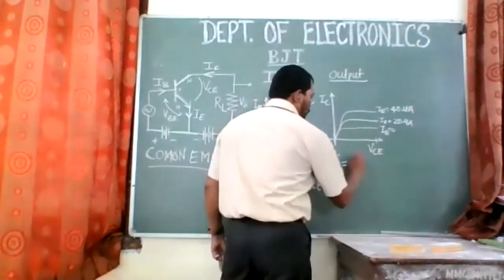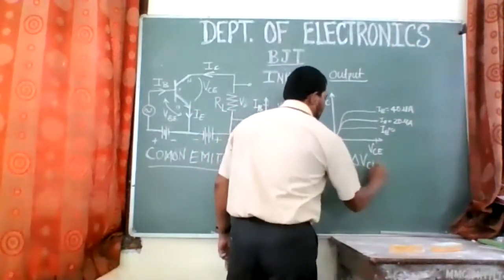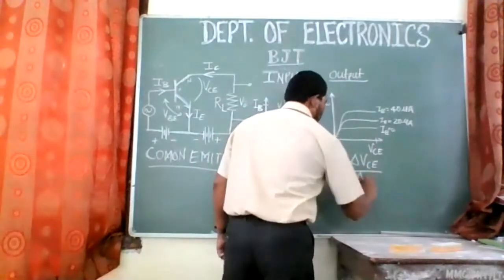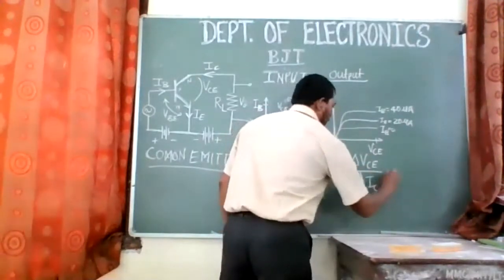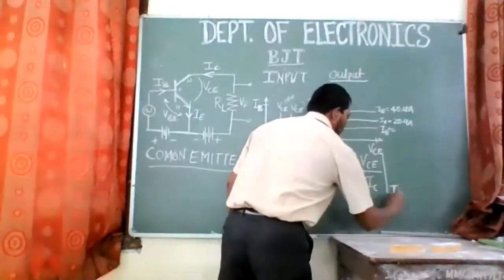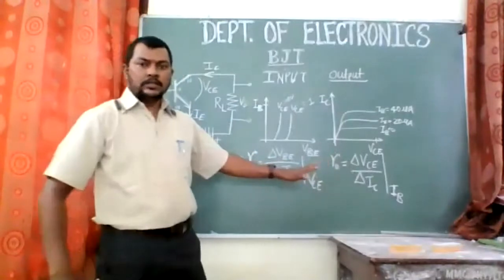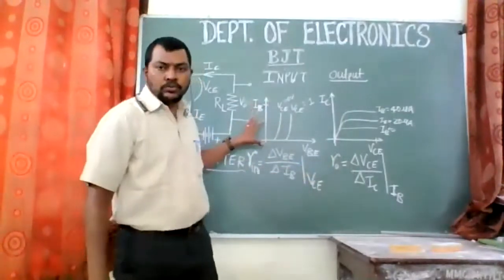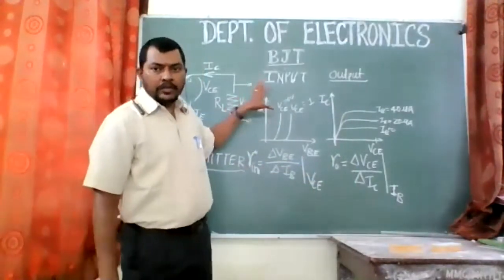RO is equal to the change in collector emitter voltage to the change in collector current at constant base current, IB. I guess it is visible to you. Yeah, is that visible? So we have three characteristics actually. I have written here two.